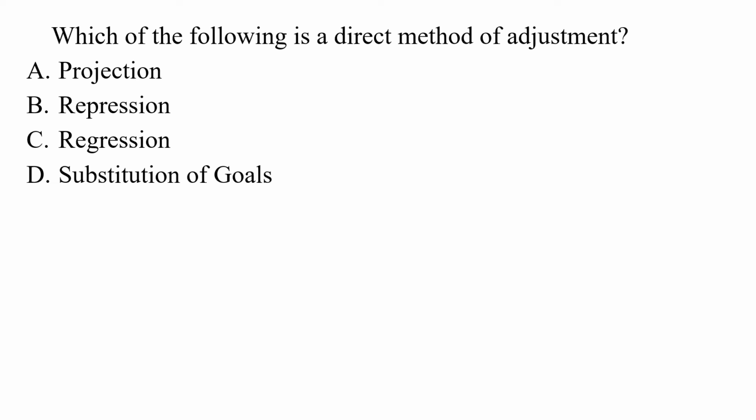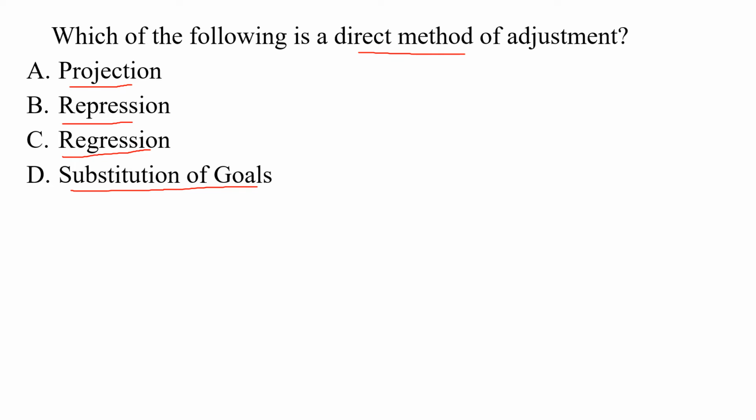Which of the following is a direct method of adjustment? So here in this question they give you four options and they ask which of the following is the direct method of adjustment. The first option is projection, then repression, then regression and the last one is substitution of the goals. The concept of adjustment originated from the biological term adaptation. Adjustment means the reaction to the demand and pressure of the social environment, emphasis on the individual. The demands to which the individual has to react may be external and internal.